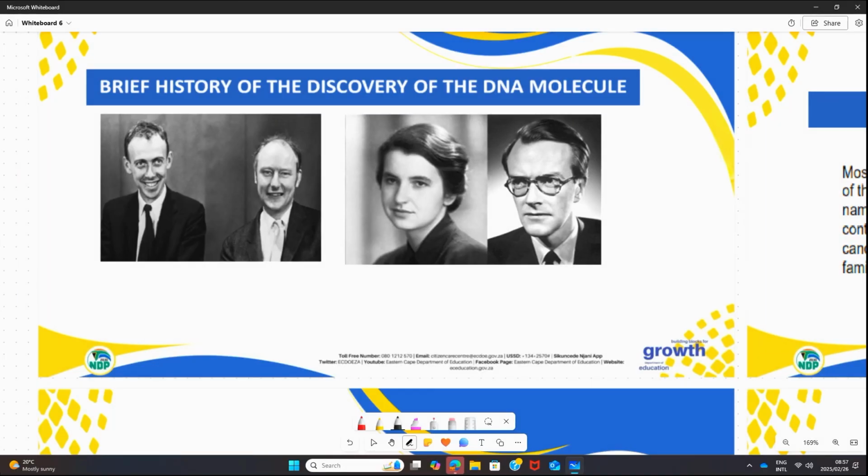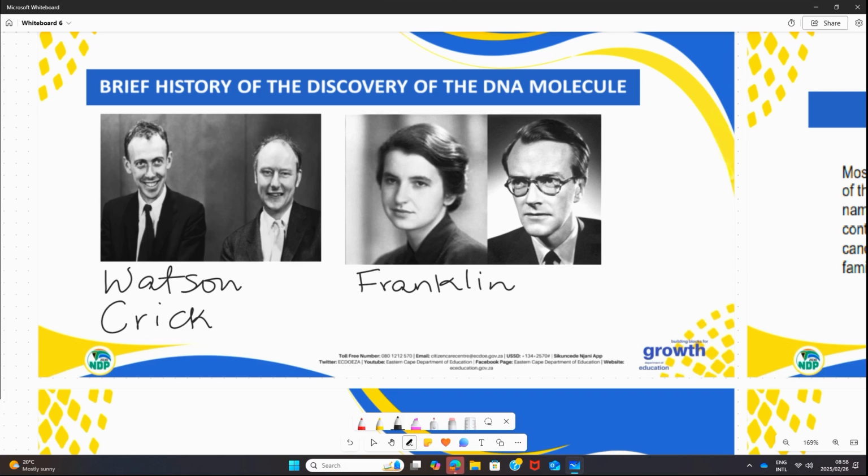Let us look at these people that discovered the structure of the DNA. These are the people. Here, in the first picture, we have Watson and Crick. On this side, we have Miss Rosalind Franklin and her assistant, Wilkins.